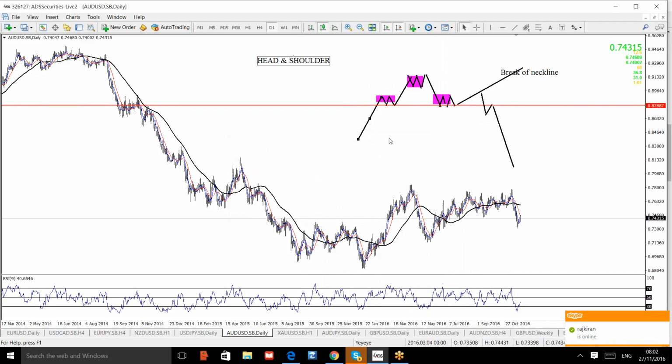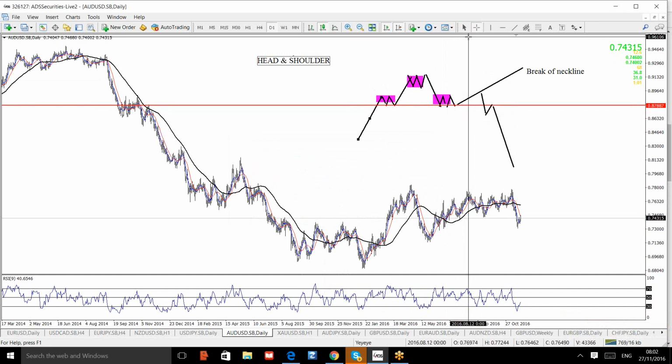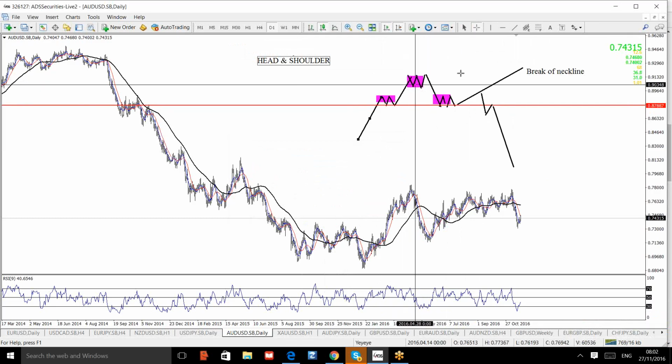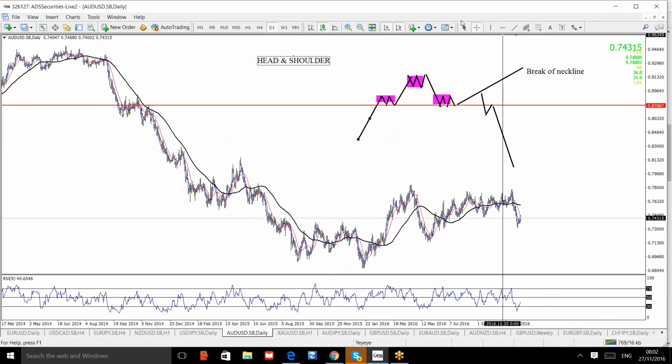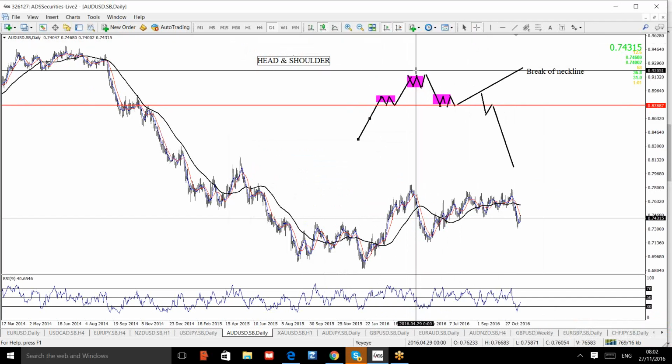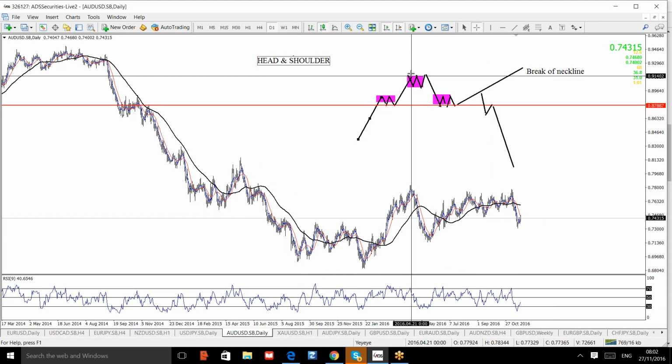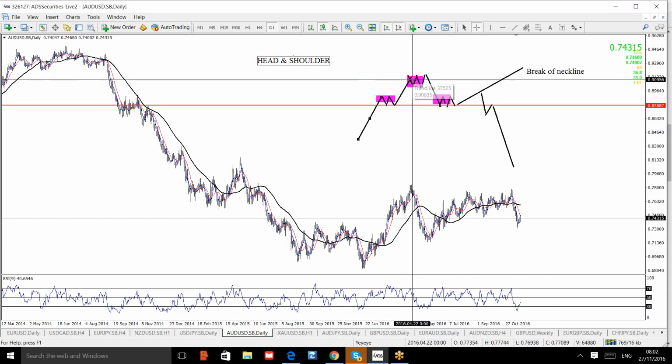Break of the neckline is your trade. So you guys understand? Remember, in head and shoulder, you'll always have double tops and double bottoms. You might have a double top formation here. Make sense? Can you see this? Price rises, goes down, rises again, then continues to the downside. Understand?